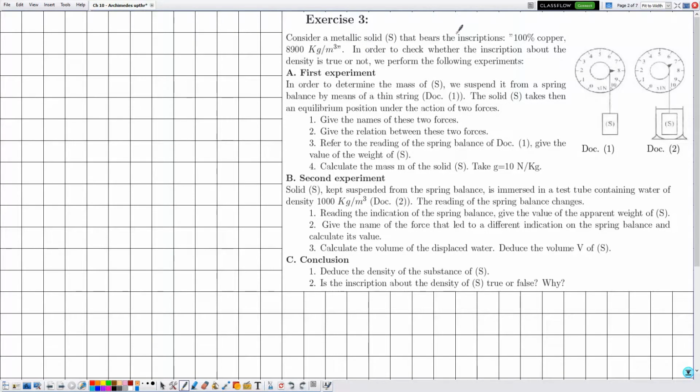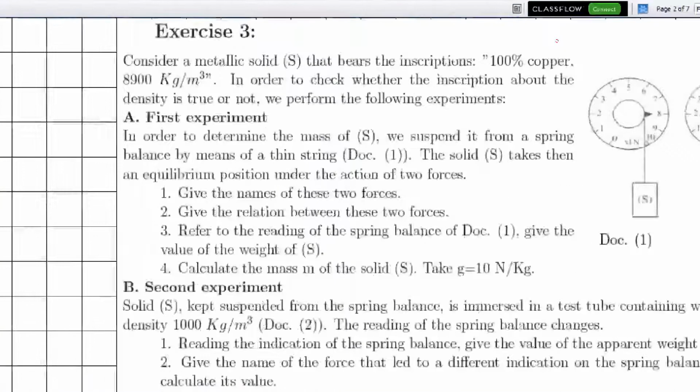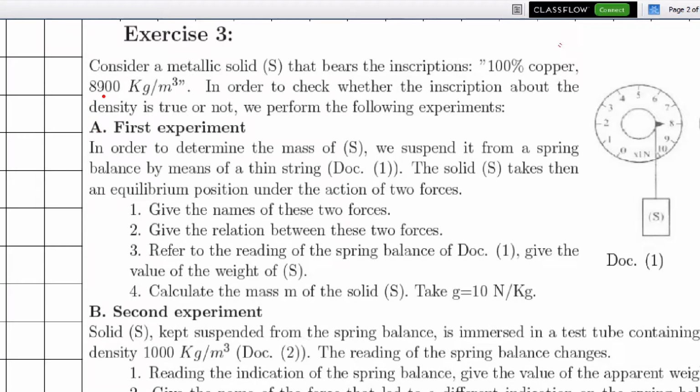Consider a metallic solid S that bears the inscription 100% copper, 8,900 kilogram per meter cube. So before we continue, what does this indication or inscription mean? This quantity has the following unit, kilogram per meter cube. This unit is the unit of density. So this value represents the density, the density of copper. So they are claiming that this metallic solid S is 100% made up of copper.